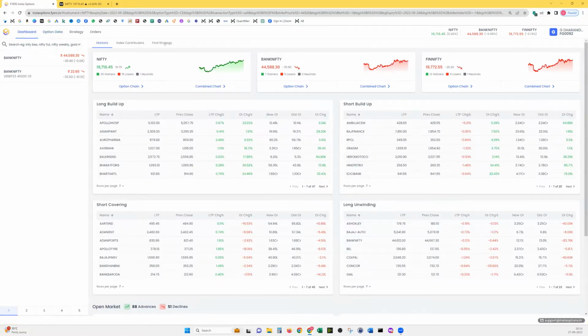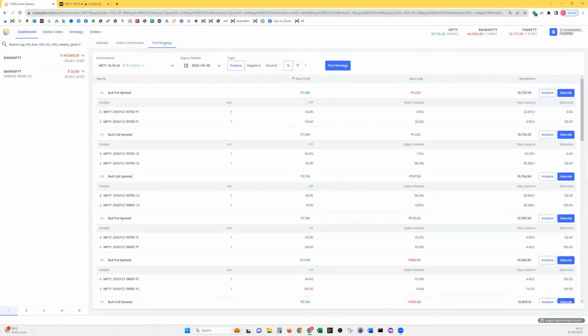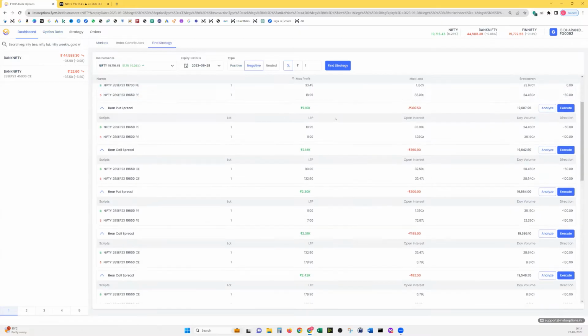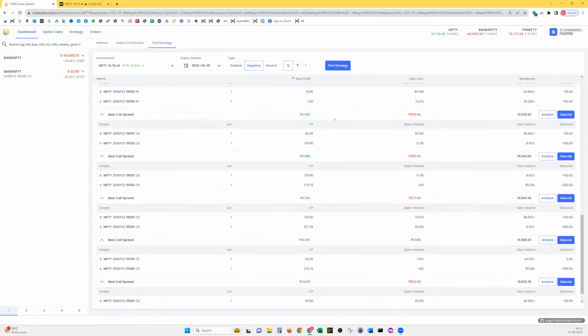On the dashboard, they can click on Find a Strategy, and they have a view on the market, say a negative view. So once they click on negative view and then click on Find a Strategy, Insta Options will automatically feed them with different strategies for the bearish momentum.